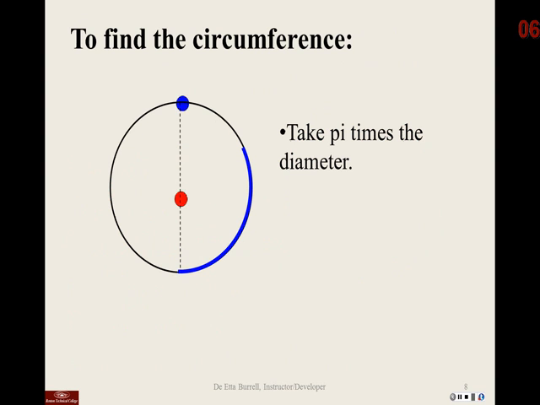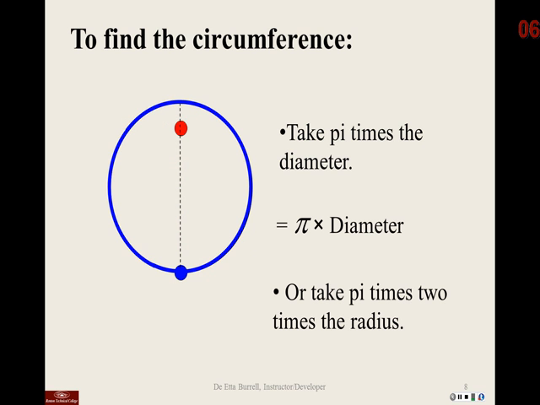1, 2, and a little bit more. 3 and a little bit more. Okay? That is your pi. I don't care what kind of circle you've got. Now, here's the formula that you need to remember. Your circumference is equal to pi times the diameter.